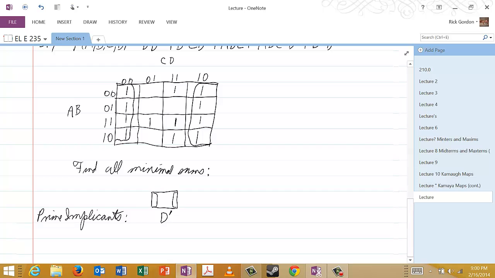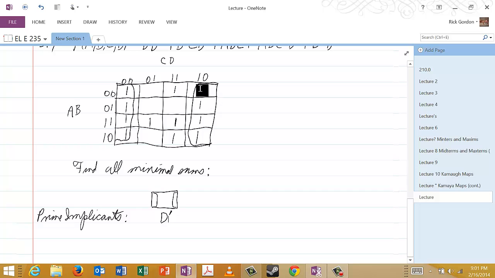And we now will look for rectangular groupings of 4 1 cells that are not completely contained within a pre-existing prime implicant, or a prime implicant that we've already identified. So in other words, this grouping of 4 here, we do not use because it's completely contained within the prime implicant we've already identified. Similarly, for this grouping of 4.